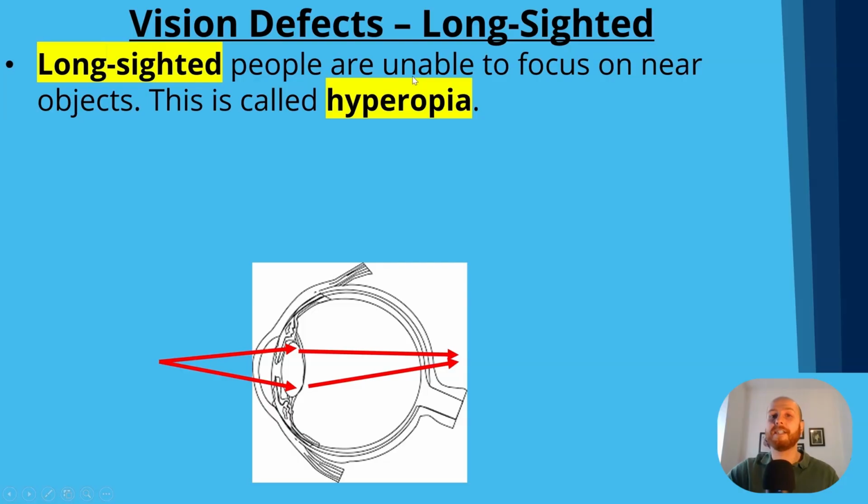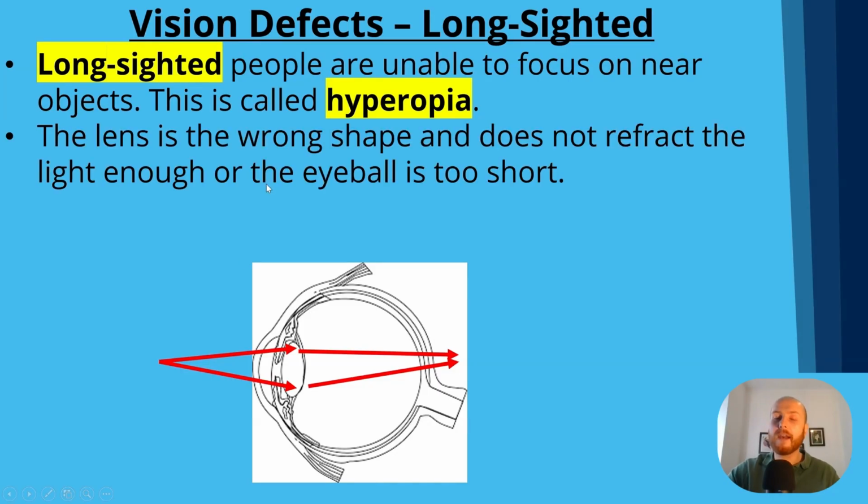For long-sighted people, this means they are unable to focus on near objects, and we call this condition hyperopia. Hyper means more or higher, and if we look at the diagram, the point where those light rays actually come to a point is behind the retina. It's too far away, hence the term long-sighted, because we can't see things short, but we can see things further away.